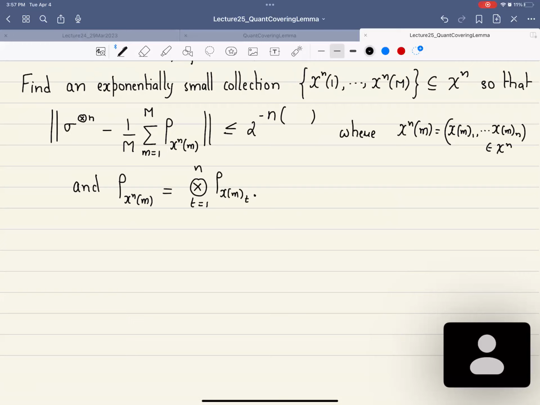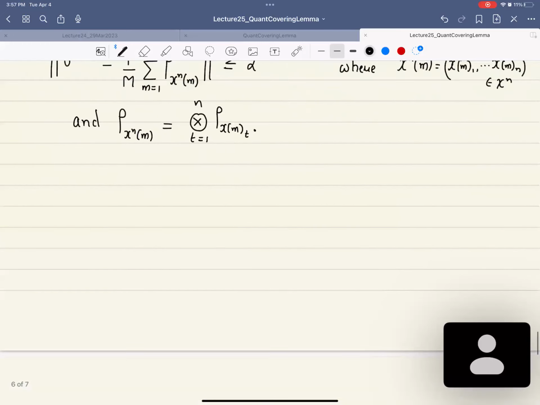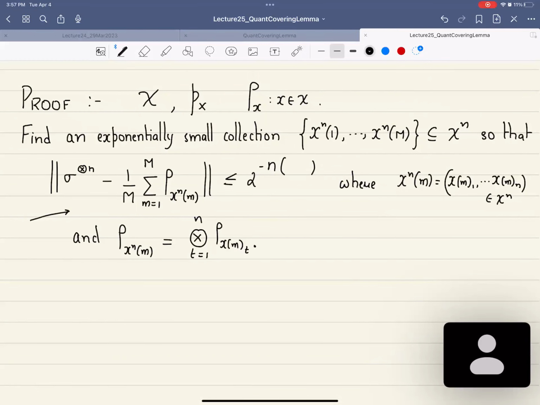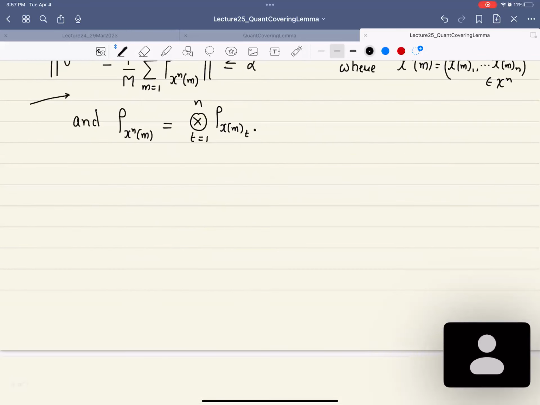Okay. So how will we do this? So I have to identify such a collection. It is an exponentially large collection. I have no structure on ρ. I want to do this for a general ρ and a general P_X. The theorem is only asking you for a characterization of capital M, right? So we'll again use the idea of random coding.